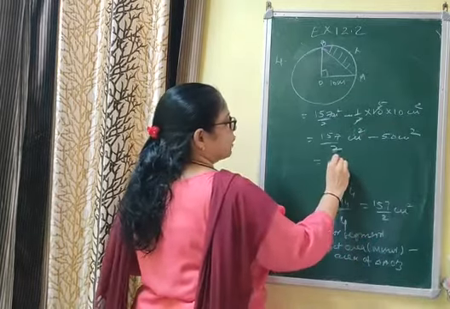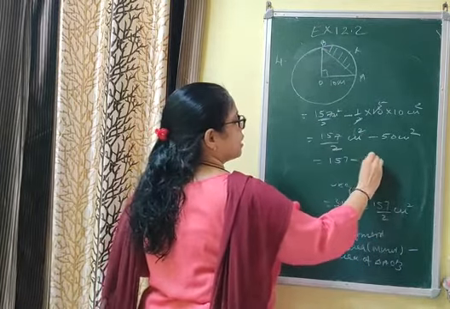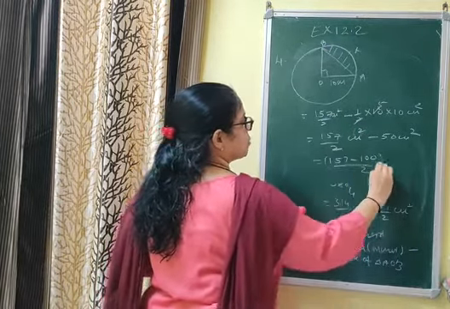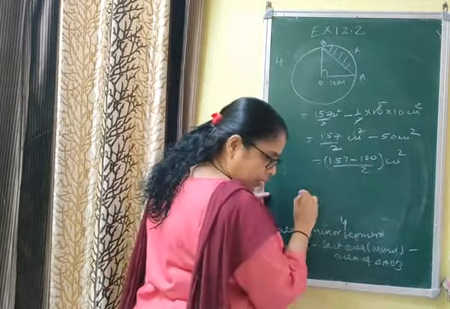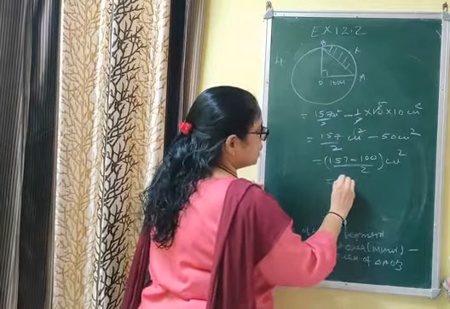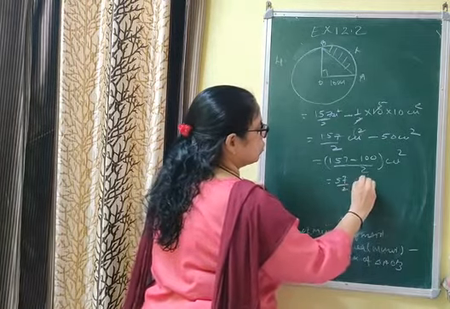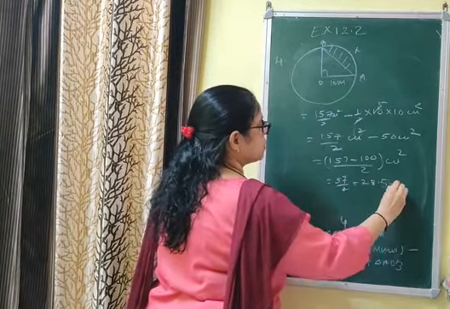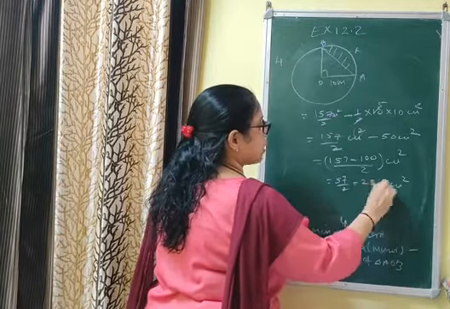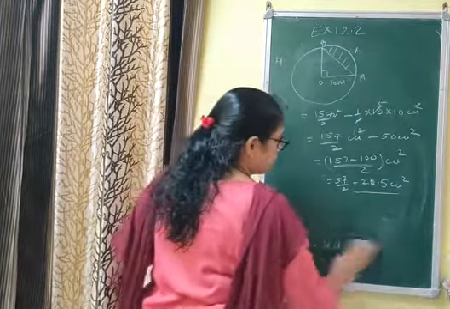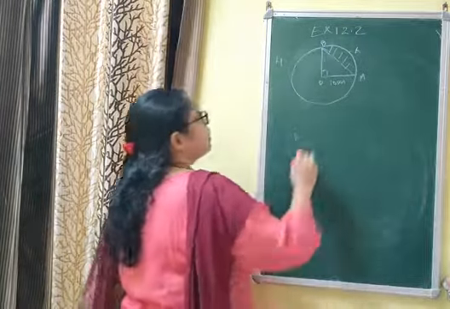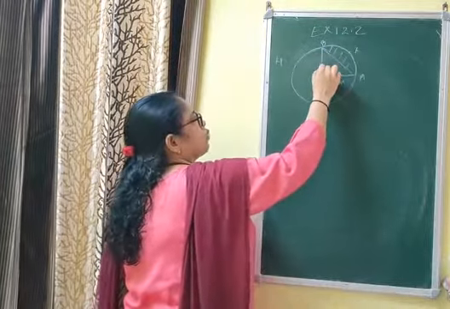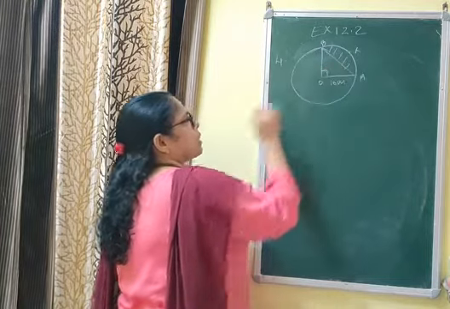By taking LCM you get 157 minus 100 upon 2 cm square. That we will get as 57 by 2, that is 57 by 2 is equal to 28.5 cm square. This is the first part. Now second part, you are asked to find the area of the major sector. Since this is the minor sector, my angle of minor sector is 90.